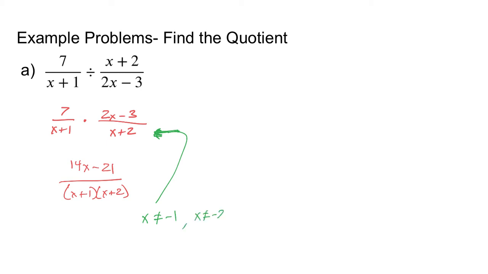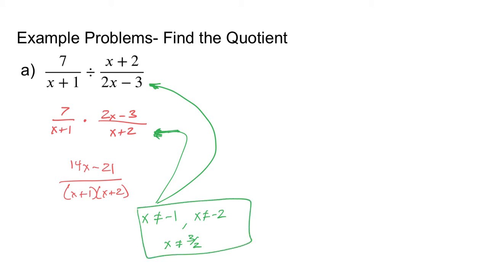But when I'm doing a division problem, I also have to look all the way back here in the original problem. I need to get that one additional one, and that would give me x can't equal 3 over 2. And all I did was take 2x minus 3, set that equal to 0, and made sure that's what x cannot be. So these are my restrictions.